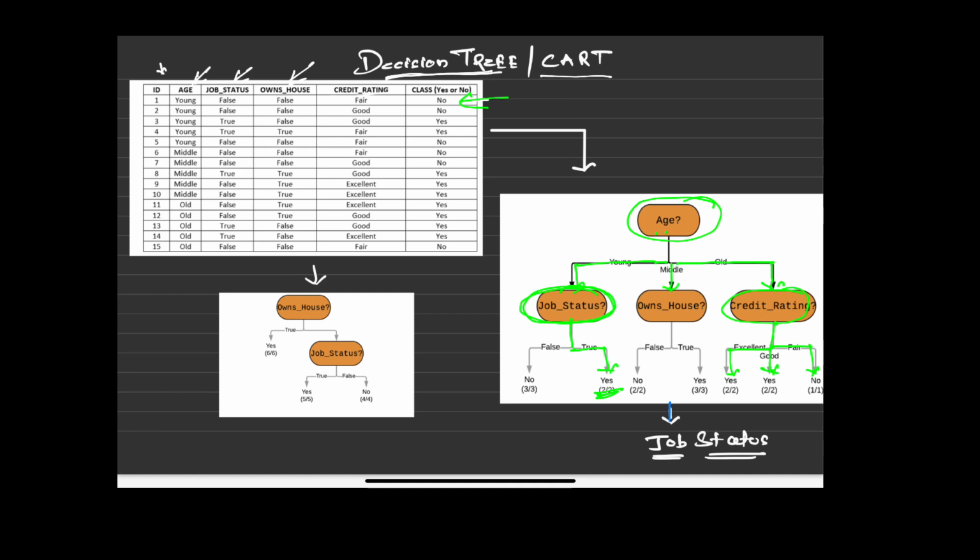If the person is of middle age, then I will check whether the person has a house. So such a decision tree you can create. This is one of the decision trees. A decision tree could be more complex or more simple.